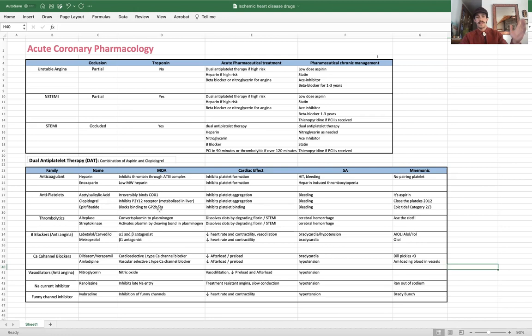So what this is, it's an anti-platelet. It inhibits platelets. What are we looking out for? We're looking out for bleeding. So those are the first two. Anti-coags and anti-platelets are going to be part of your regimen when treating patients with an infarct or unstable angina.